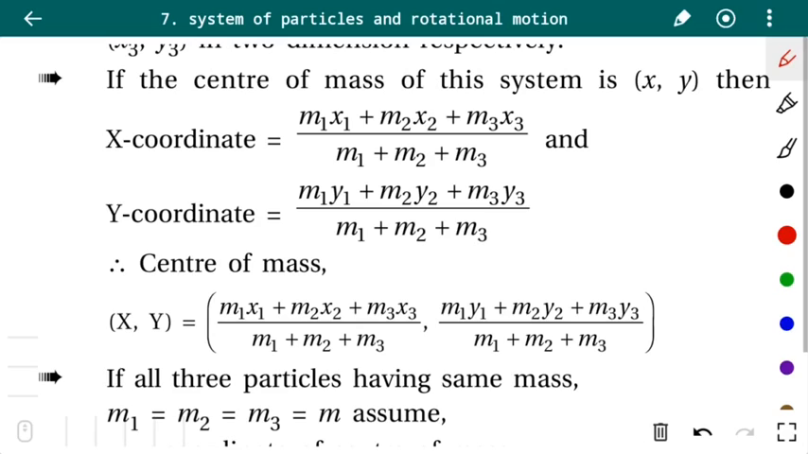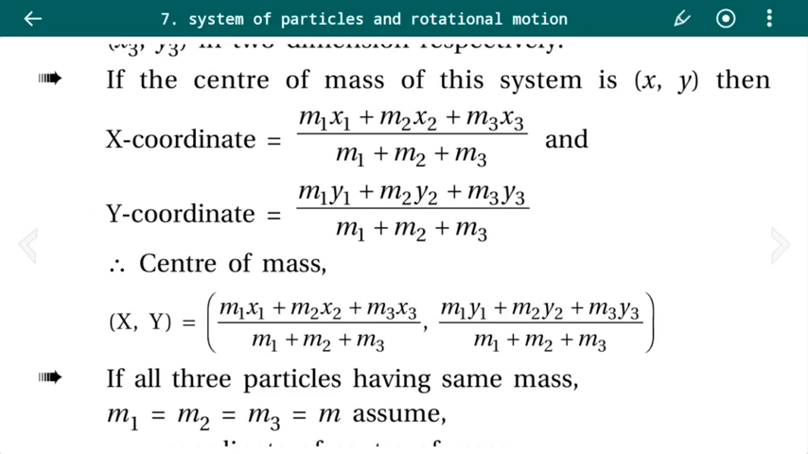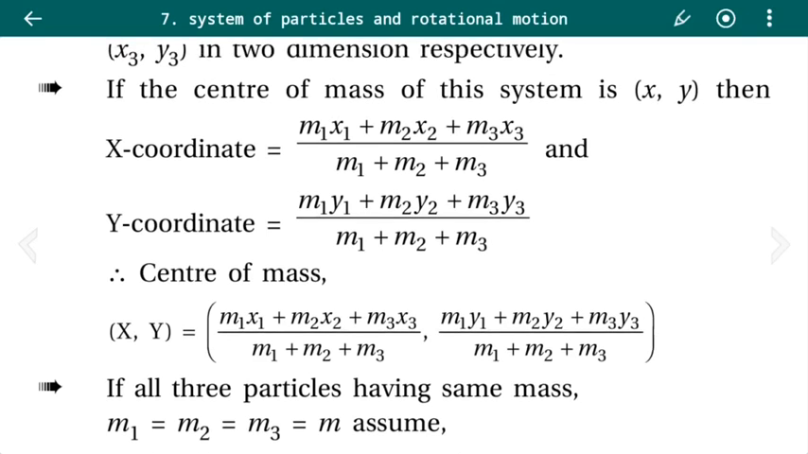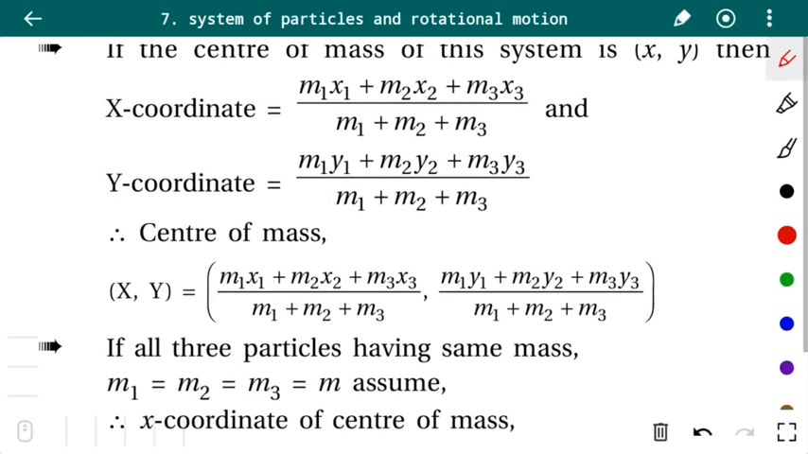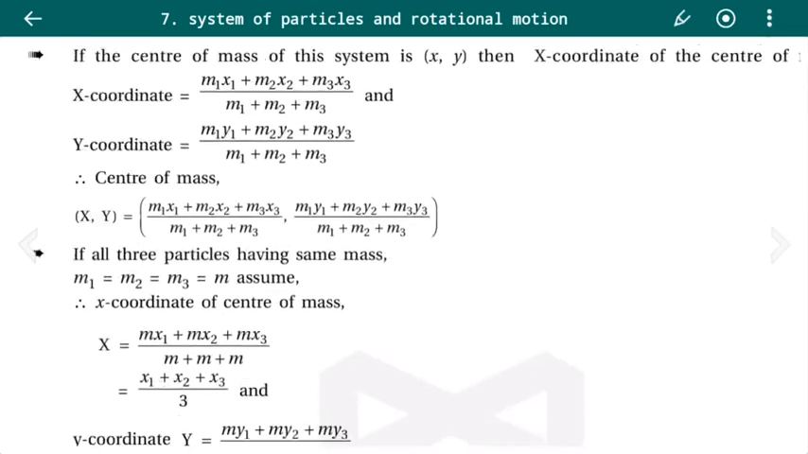Therefore, if we want to write that in the combined form, then we can write it as (x, y), and we can denote it like this: (m1x1 plus m2x2 plus m3x3) upon the total mass, comma, (m1y1 plus m2y2 plus m3y3) upon the total mass. The same thing can be written in terms of r, because we know that the position of any particle is represented by vector r, and here we have 2 coordinates that can be written as xi cap plus yj cap. So instead of this (x, y), we can also write it as r vector.